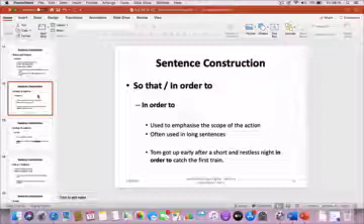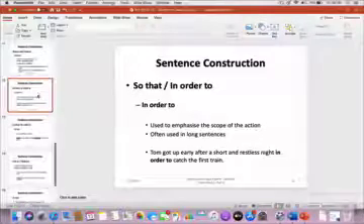So that, in order to. In order to, I use when I'm highlighting or perhaps emphasizing the range or the scope of an action, often used in long sentences. Tom got up early after a short restless night in order to catch the first train. I'm emphasizing the scope of the action in this case.